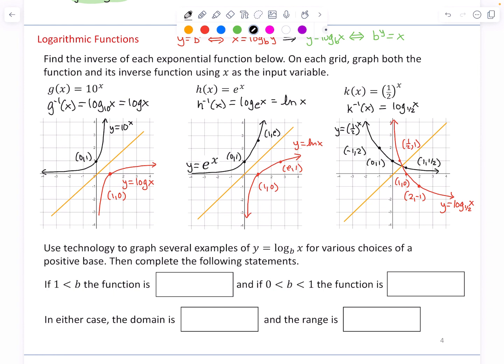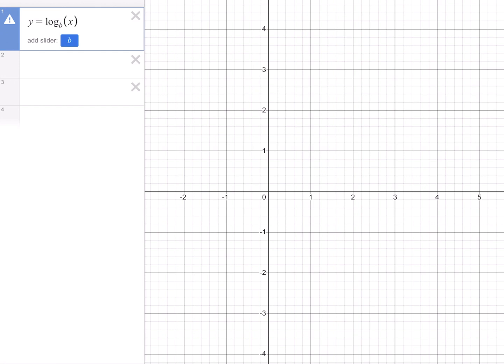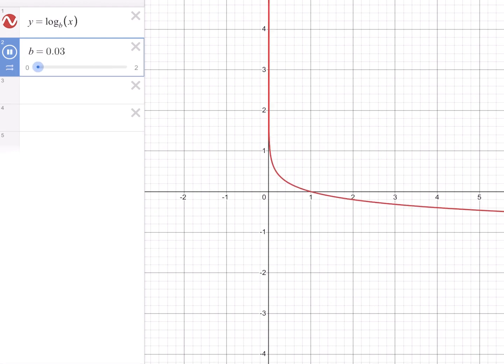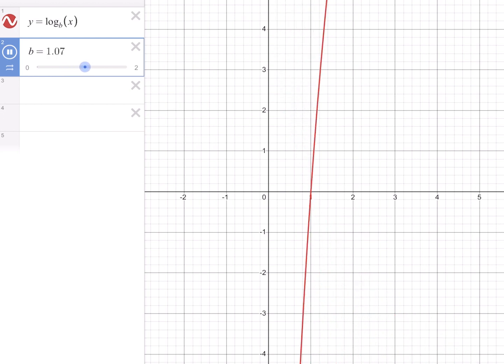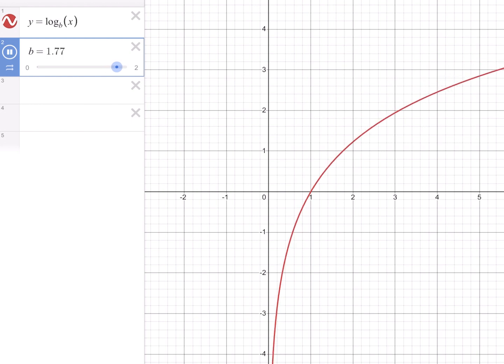Now use technology to graph several examples of y equals log base b of x for various choices of a positive base. Then complete the following statements. So type in y equals log base b of x, then add a slider for the base. Let's put 0 as a lower limit and 2 as an upper limit. Step size 0.01. Change our animation mode and hit play. So when the base is between 0 and 1, you see decreasing functions. When the base is more than 1, you see increasing functions.